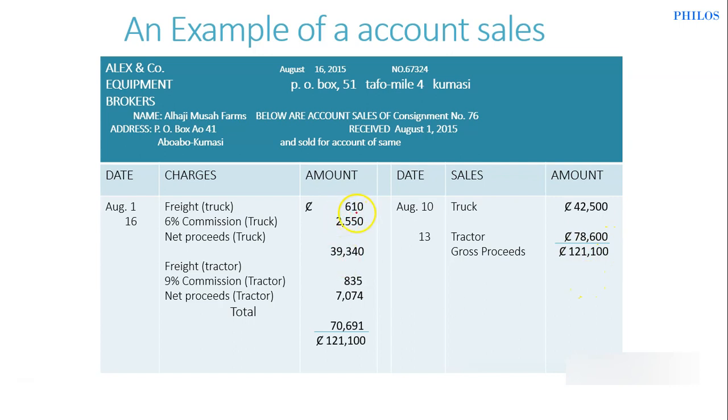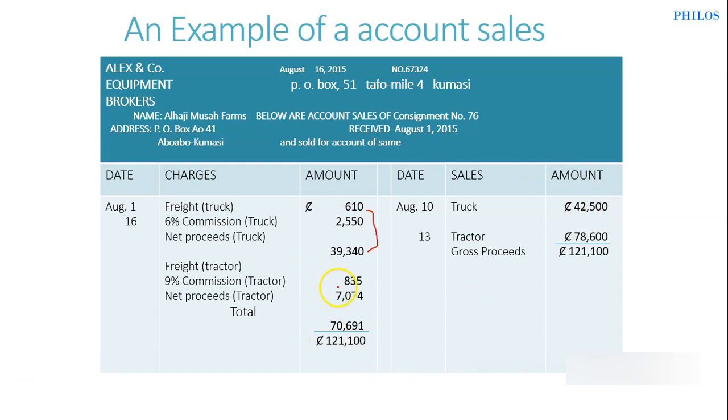But from this 121,100, there is freight charges of 610. There is a commission on truck, 2,550, and the net proceeds is 39,340. It means that when you subtract this and this from this 42,500, that's when you get 39,340. And when you add these three together, the three of them here together, you get this 42,500 back.